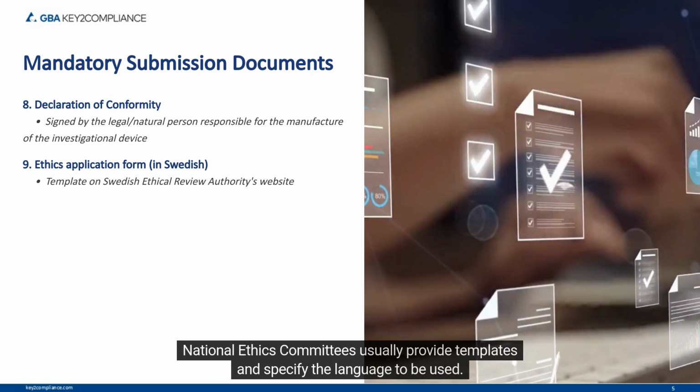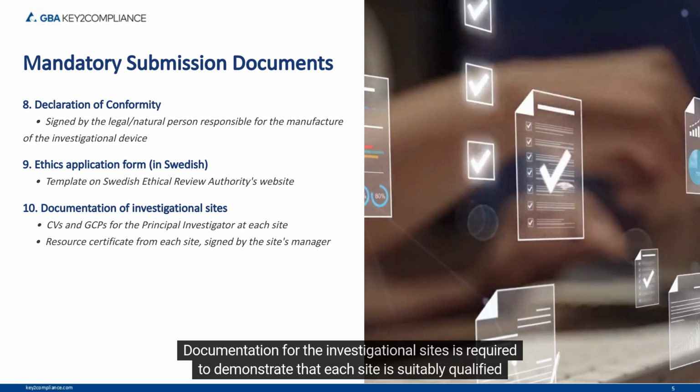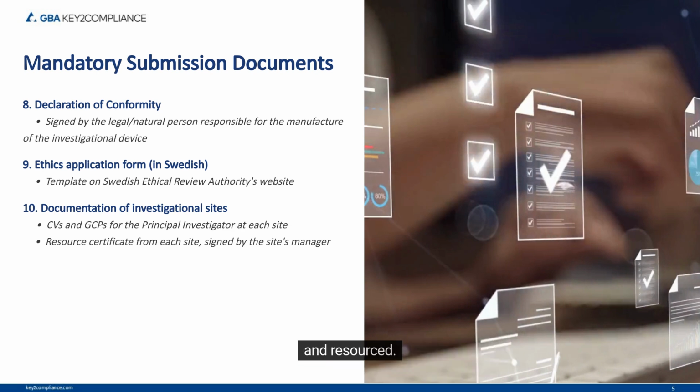National ethics committees usually provide templates and specify the language to be used. In Sweden, the form is completed in Swedish and downloaded from the Ethics Committee's website. Documentation for the investigational sites is required to demonstrate that each site is suitably qualified and resourced.